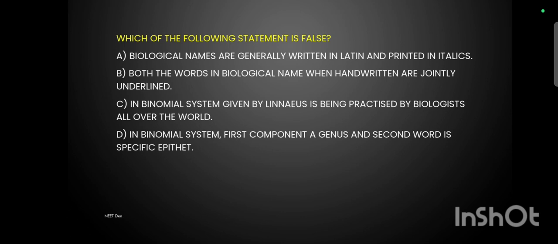Option A, biological names are generally written in Latin and printed in italics. Option B, both the words in a biological name when handwritten are jointly underlined. Option C, the biological system given by Linnaeus is being practiced by biologists all over the world. Option D, in the binomial system, the first component is a genus and the second word is the specific epithet.